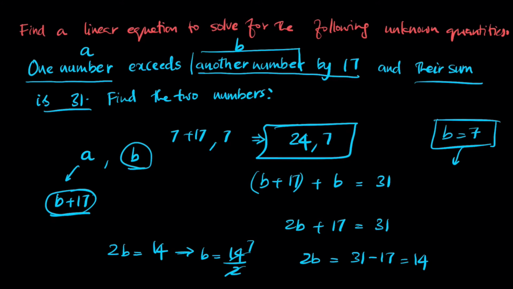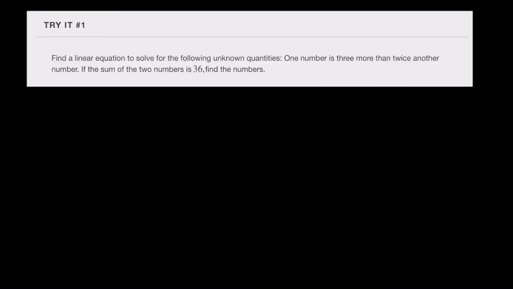Hope you understand the question. Let's try another example. Here they're saying that one number is 3 more than twice another number. So remember the other number. For example, consider one number A and the other number B. So A is 3 more than twice B.